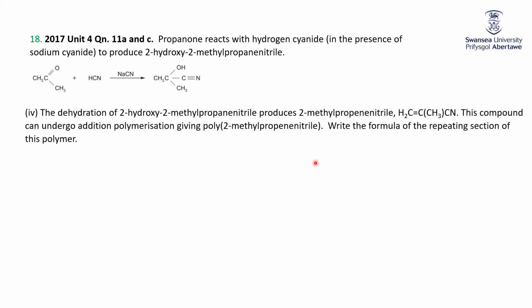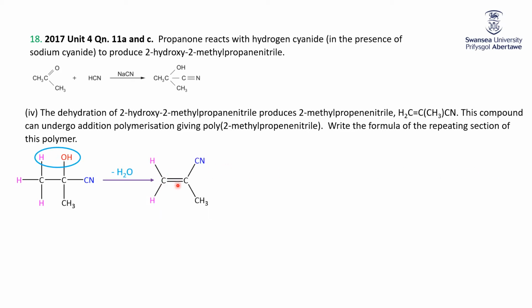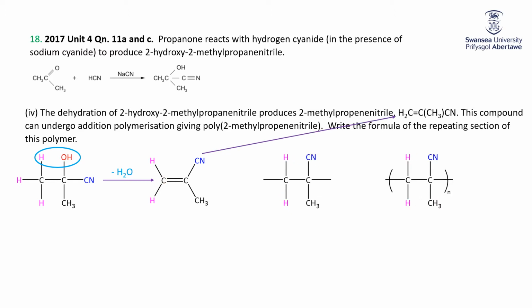So this is actually just like a bunch of the easy questions we did at the start. There is the HMPN. We dehydrate it, and now we get the alkene, otherwise known as 2-methyl propene nitrile. And now we want to turn this into a repeating unit. So as we said before, you just lose one of the double bonds, stick an extra bond on each carbon, and there you go. Which of course we can turn into the polymer by just putting the brackets with the little subscript n around it.